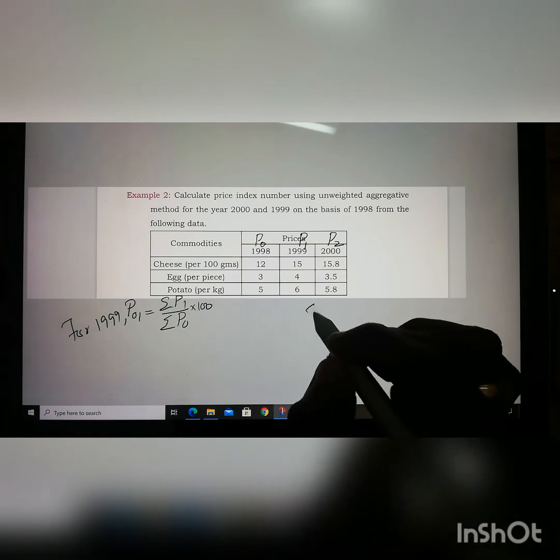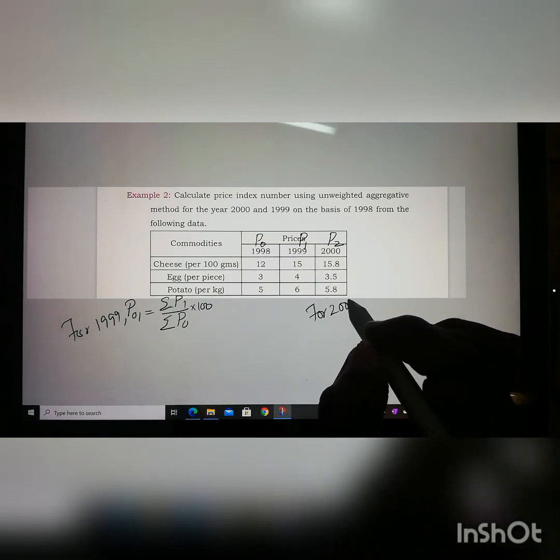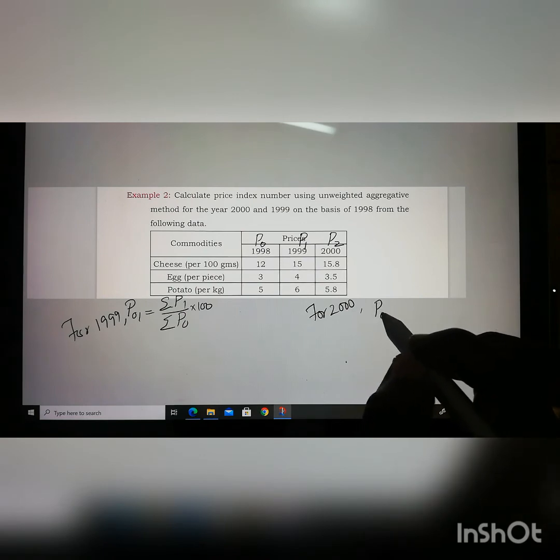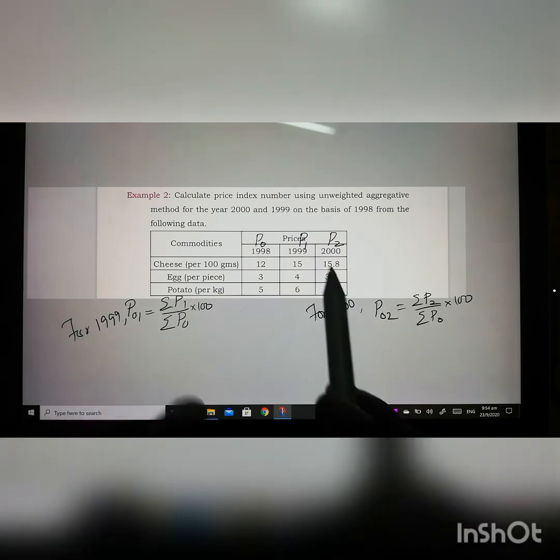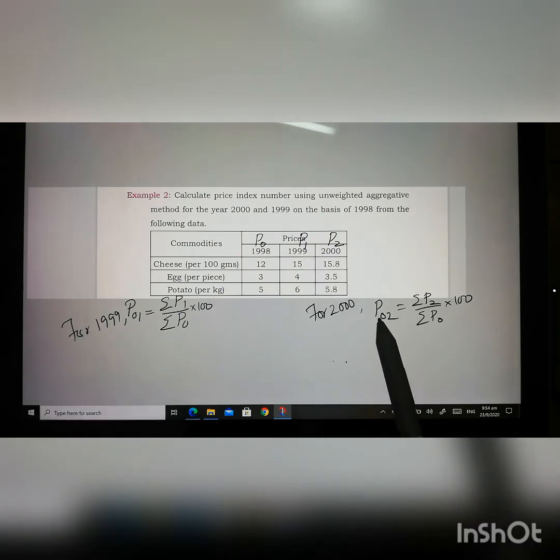And for 2000, we use the formula in this way, students. P02, I'll write it. Why? Because 2 indicates the current year, 2000. So the formula would be sum of all P2 divided by sum of all P0 into 100. Are you understanding? So there are two current years. One 1999, the other 2000. For 1999, we take it as P01 because I have indicated 1999 as 1. And for 2000, I have indicated 2, so it would be P02.